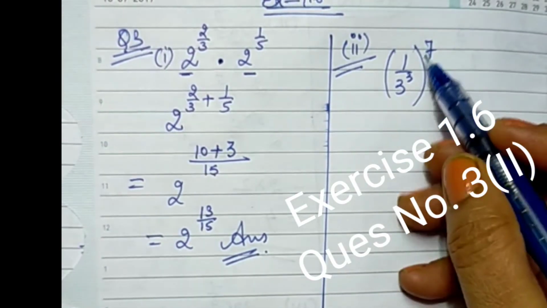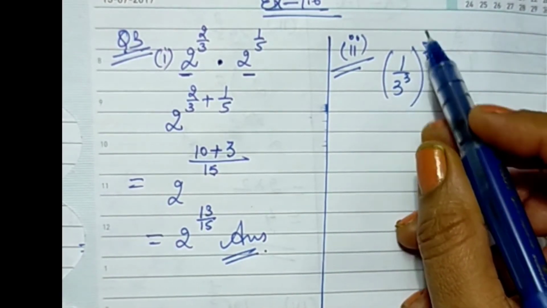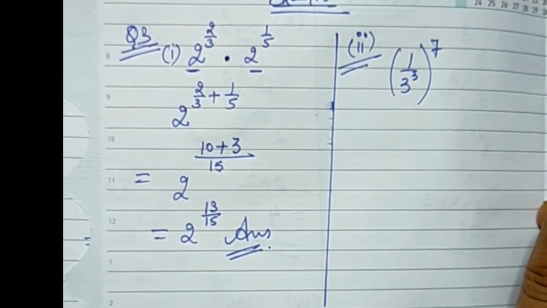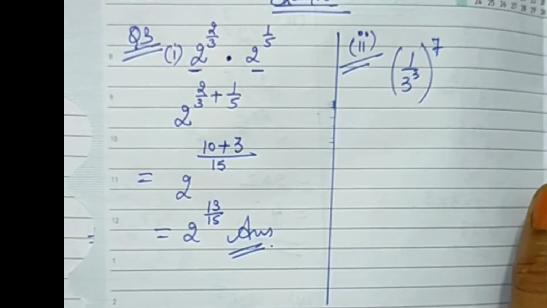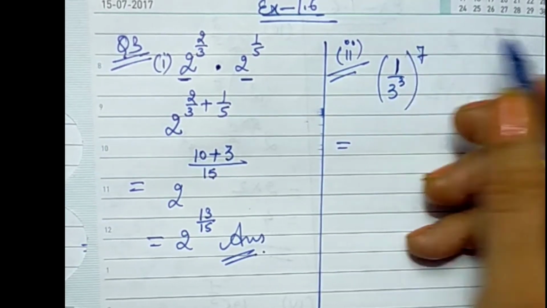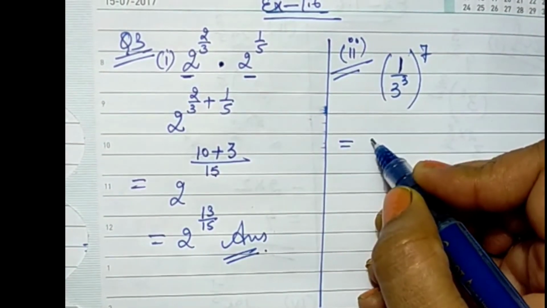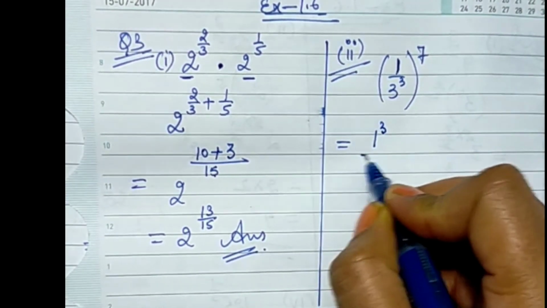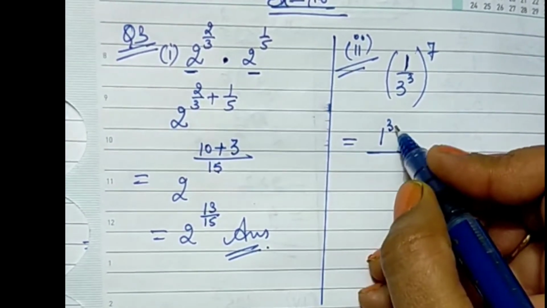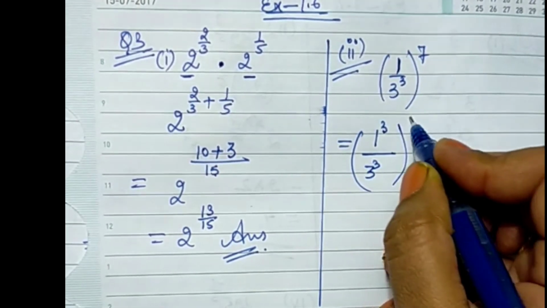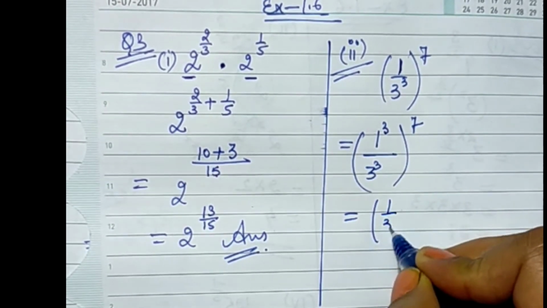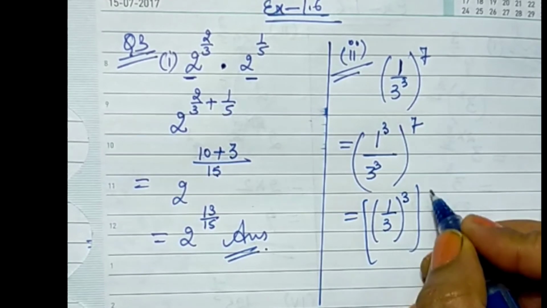Next part is 1 by 3, 3 raised to power 3, whole raised to power 7. So here we have been given a part where we are going to apply 2 laws. One thing is we are going to see 1 having any power will give us 1. So how can we solve it? May I write 1 to be 1 cube, because 1 cube will give us 1 only. 1 raised to power anything is equal to 1 only. So 3 raised to power 3 we are having as such, and 7 as such. Now both are having 3 as power. So may I write 1 by 3 raised to power 3, and here it is 7.